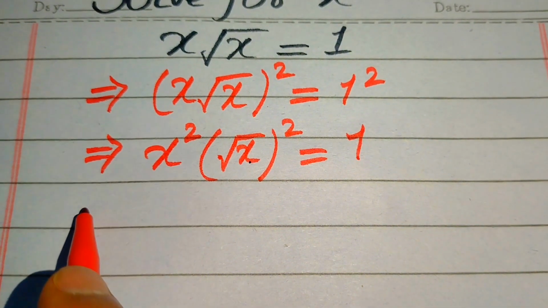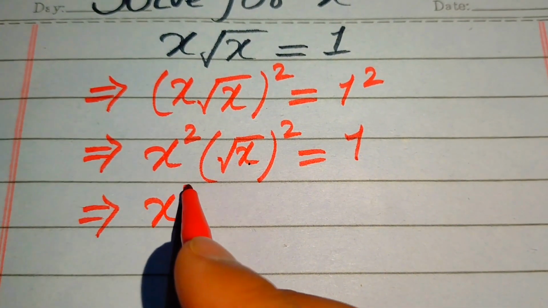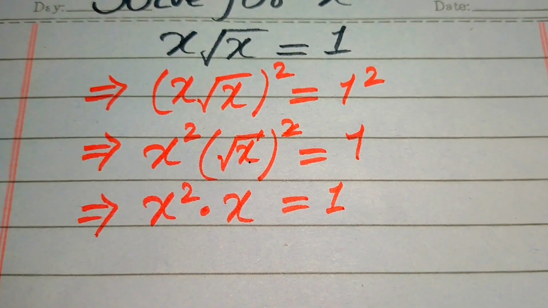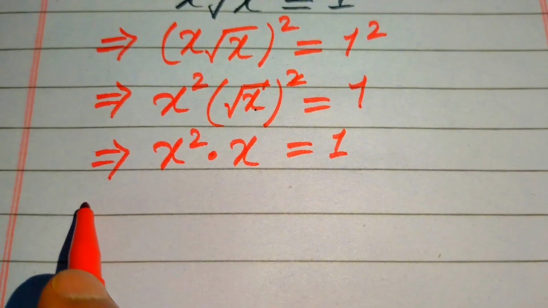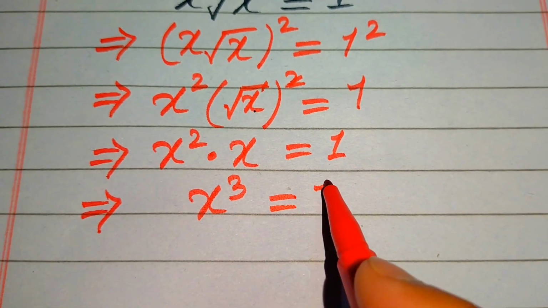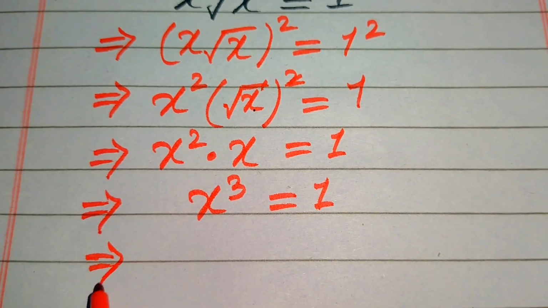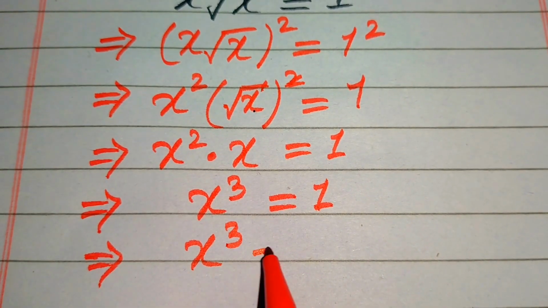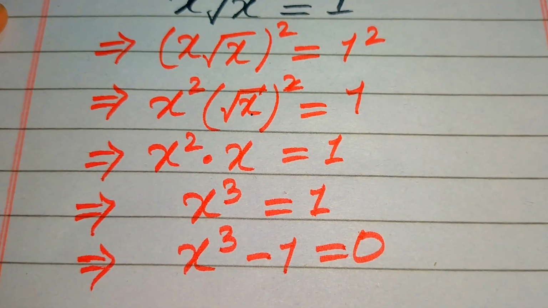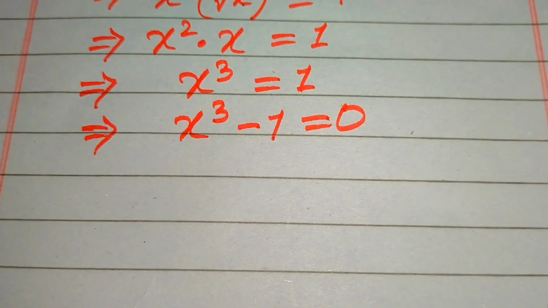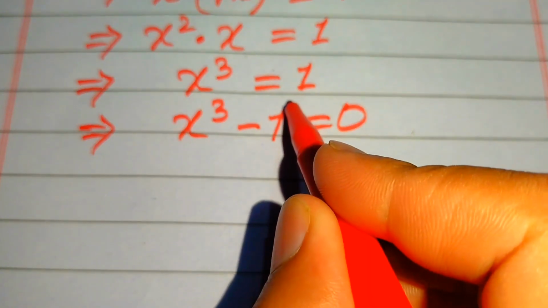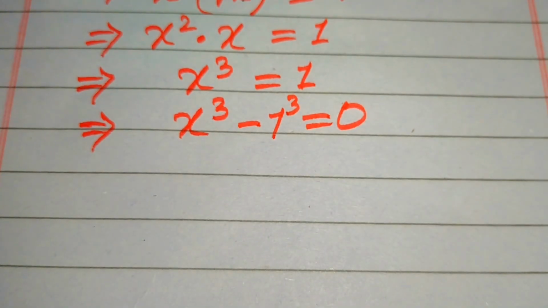In the next step we need more simplification, and we get x squared times x, since the 2 and the square root are gone, and this is equal to 1. Further, x squared times x becomes x cubed is equal to 1. Now we move 1 from the right-hand side to the left-hand side, and we get x cubed minus 1 is equal to 0. Here we write this minus 1 as 1 cubed, and this whole equation is equal to 0.